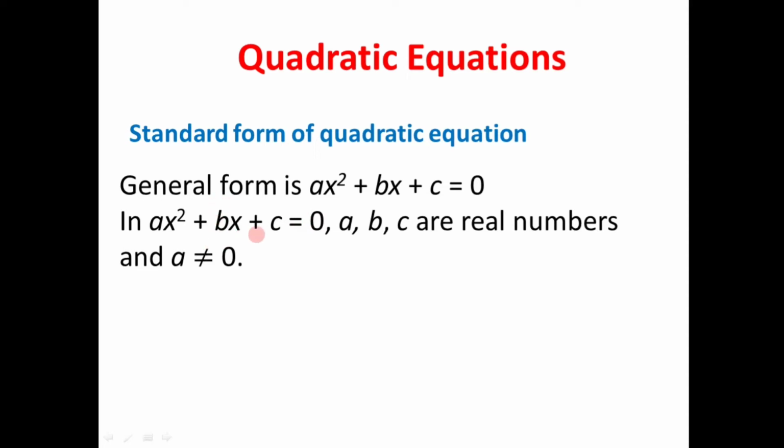And if we consider bx + c = 0, it is not a quadratic equation because the highest power of the variable involved in it is not 2. That's why that will be a linear equation. So therefore there is one condition given that a must not be equal to 0. So here is the general form of a quadratic equation, ax² + bx + c = 0, which is a quadratic equation in variable x, and a, b and c are any real numbers.